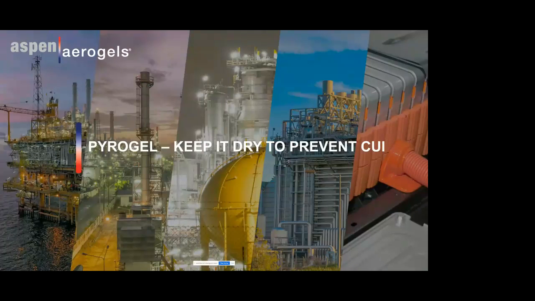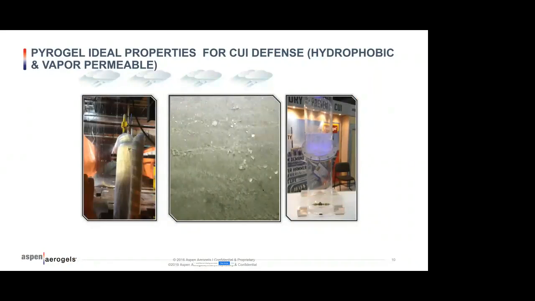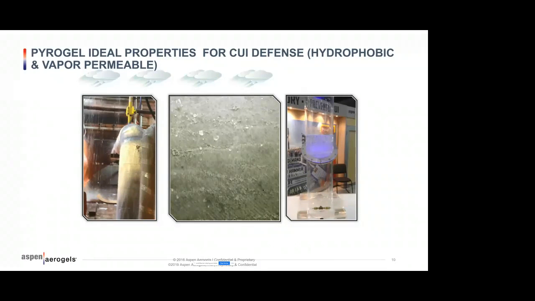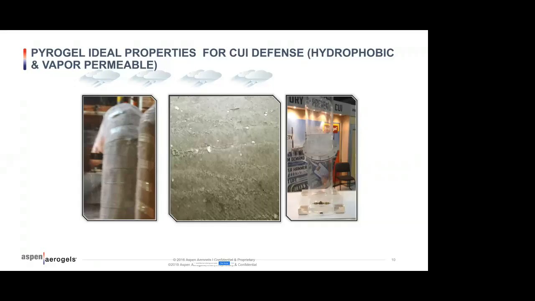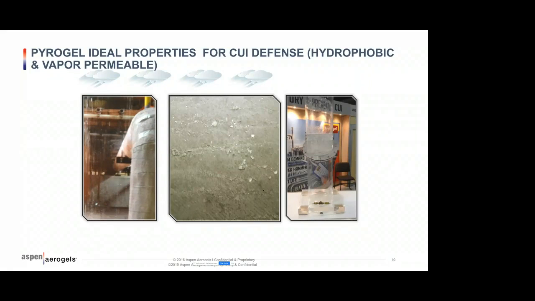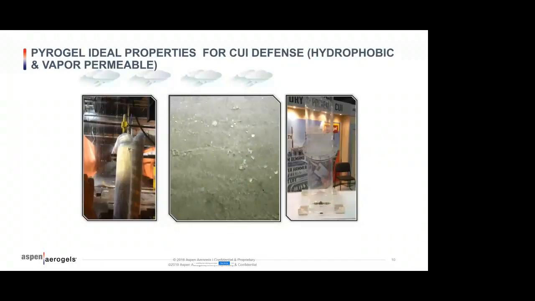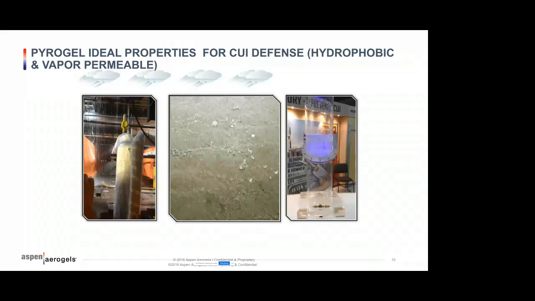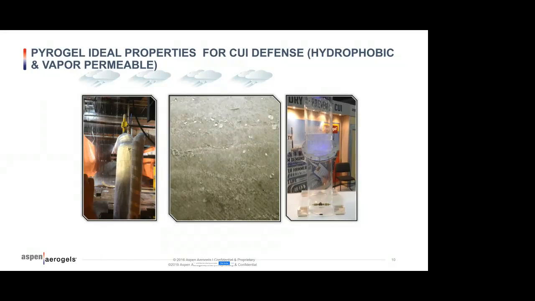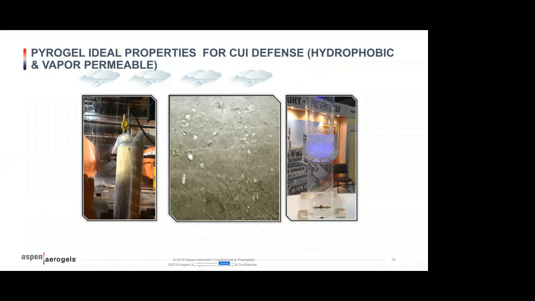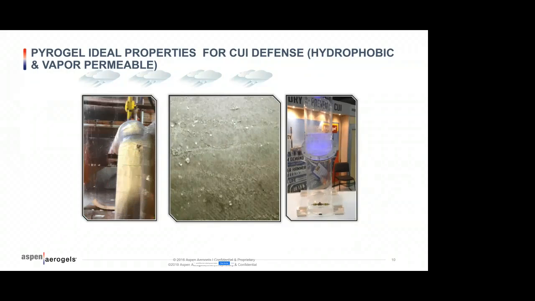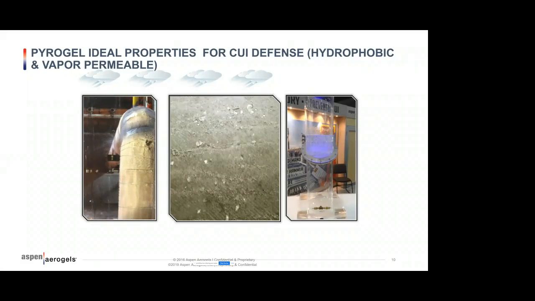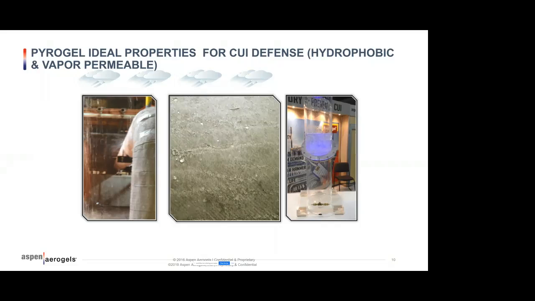So let's talk about how Pyrogel works in this environment. The first thing we'll discuss is how Pyrogel behaves when it comes to a water event. The key thing here is Pyrogel is hydrophobic. So you'll see in that first video we're pumping water, and the water stays on top of Pyrogel. It's not allowing any water to come through, but you can see the jet at the bottom pumping the water through. So it's not only hydrophobic, it's what we call vapor permeable.